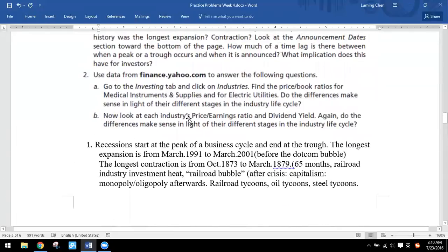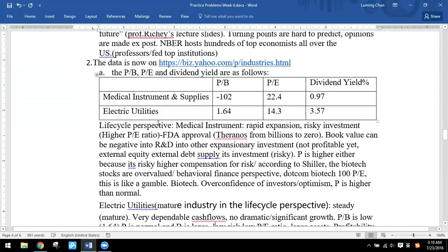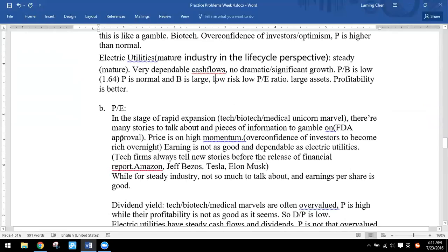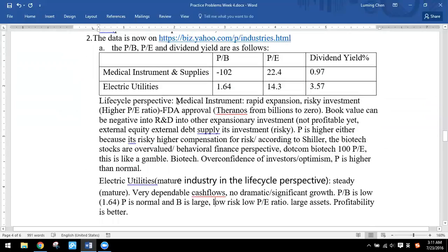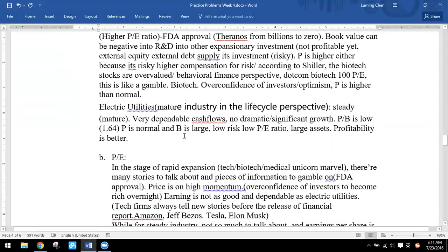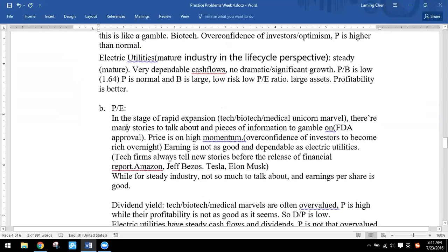Now look at each industry's price earnings ratio and dividend yield. Again, do the differences make sense in light of their different stages in the industry life cycle? Yes, it makes sense. From the previous analysis, we know that the medical instrument and supply industry is a risky, yet not so profitable industry before the FDA approval.